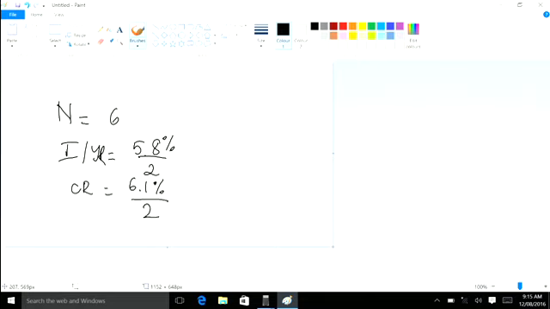So what would be our coupon payment? 6.1% divided by 2 times 1,000. Right? By default, your face value is 1,000.